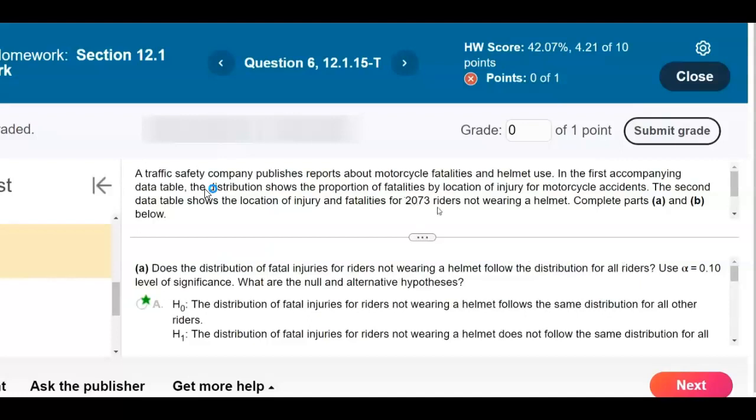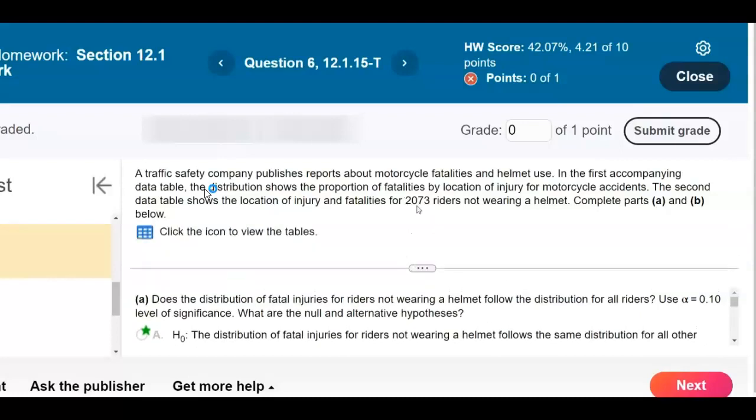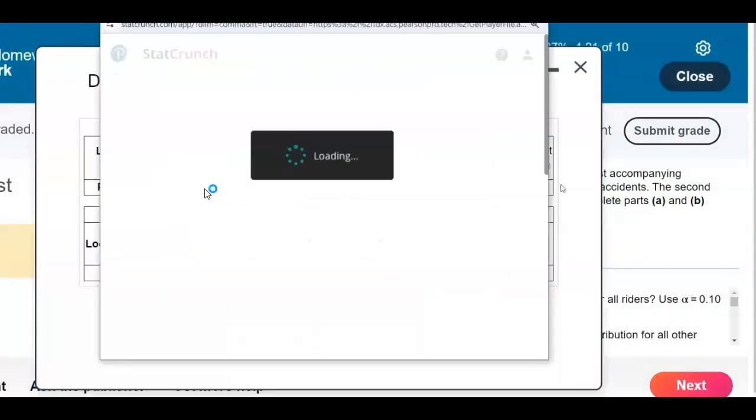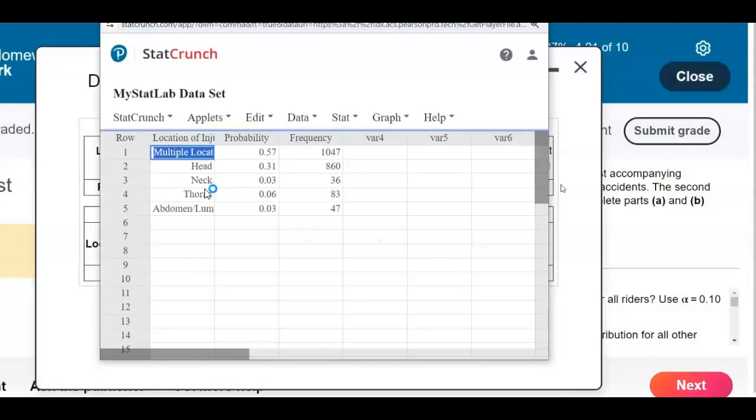So here, this 2,073, this is for people not wearing a helmet. And we know this is a goodness of fit problem because we're trying to see how well this data fits with the data up here. So we're going to do a goodness of fit.